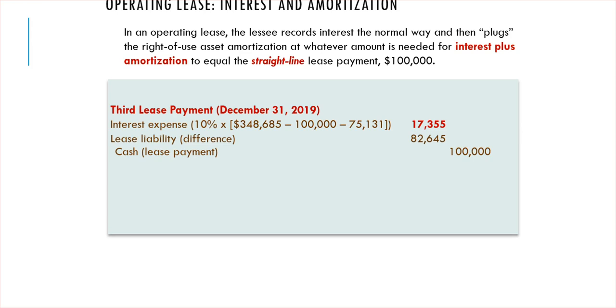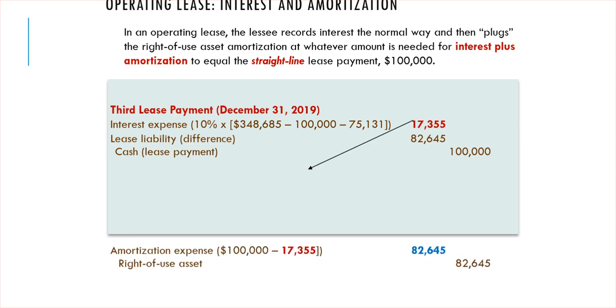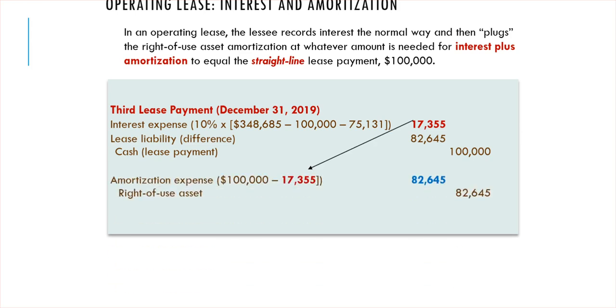Now you have to look up there and say, what is my reduction in the lease liability? It's 82,645. Well, that is going to be the amount which you need to show as your amortization expense. So you do this journal entry instead of straight line. That's really what we're doing.